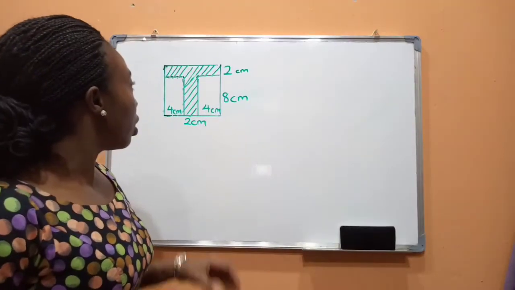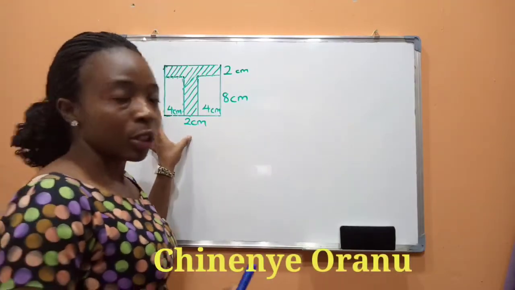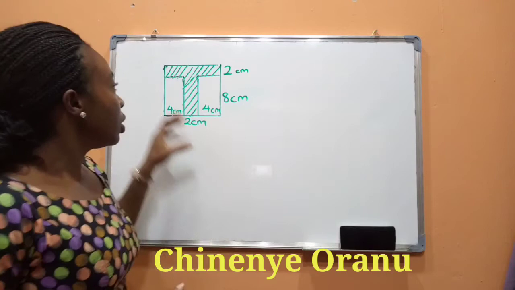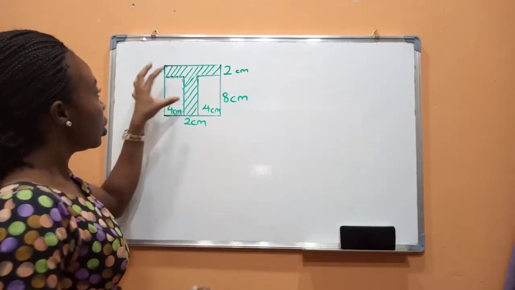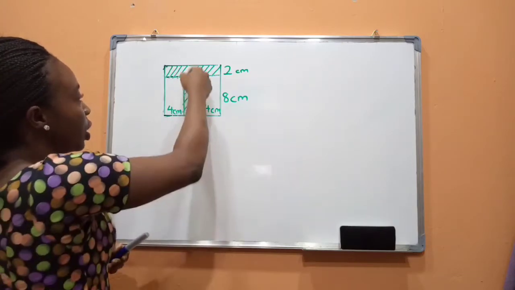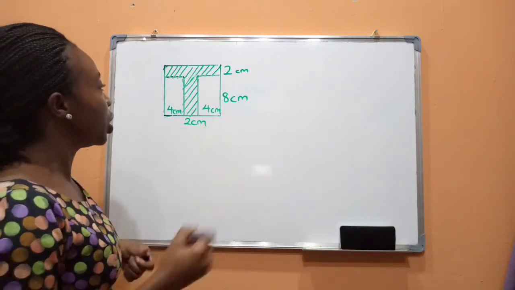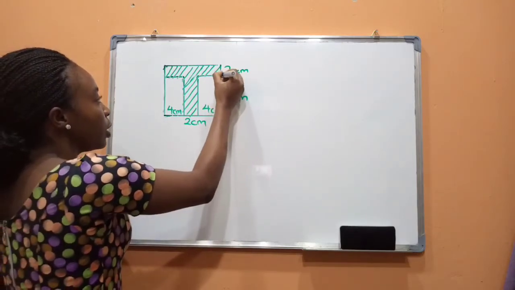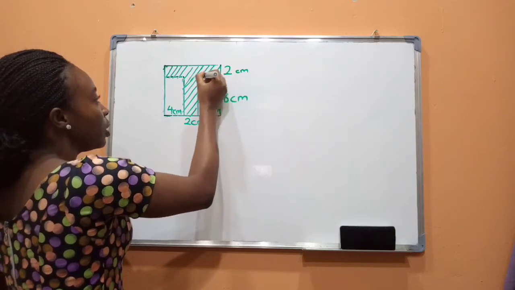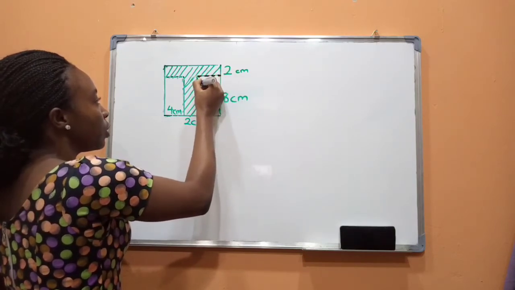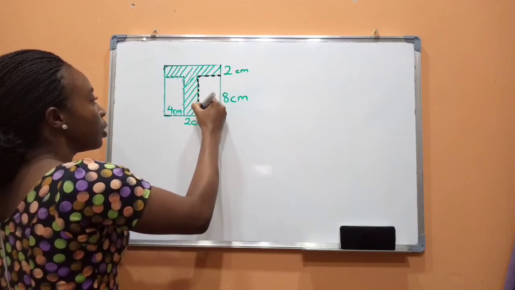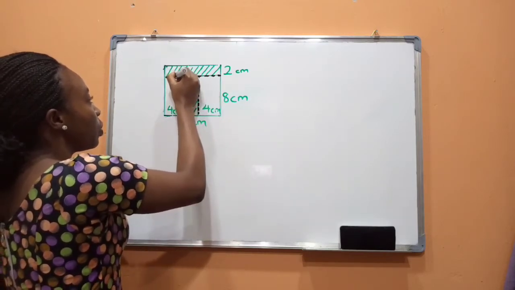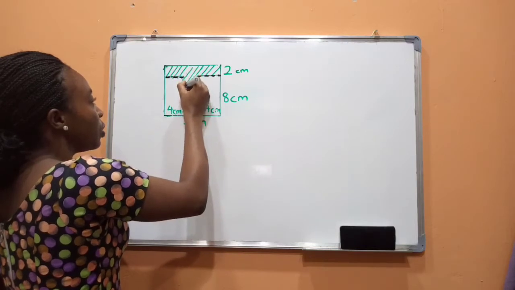Finding the area of a shaded region, there's one thing you should note. This shape is made up of three parts, okay? We have the shaded region, which is the T shape, and we have the unshaded region. If you take a look at this part, this is the unshaded region, okay? This is the unshaded region, and this is also the unshaded region.